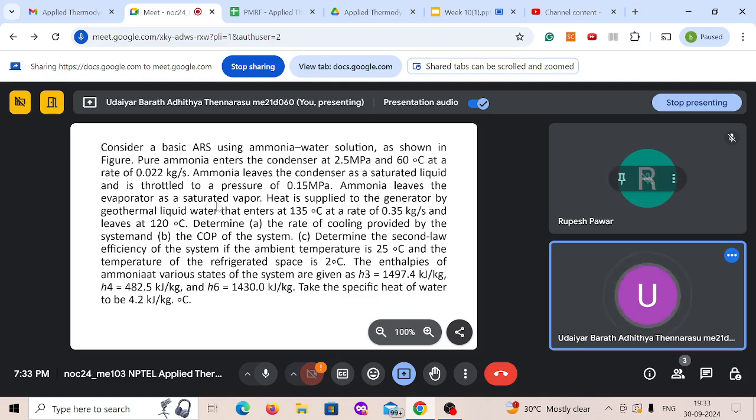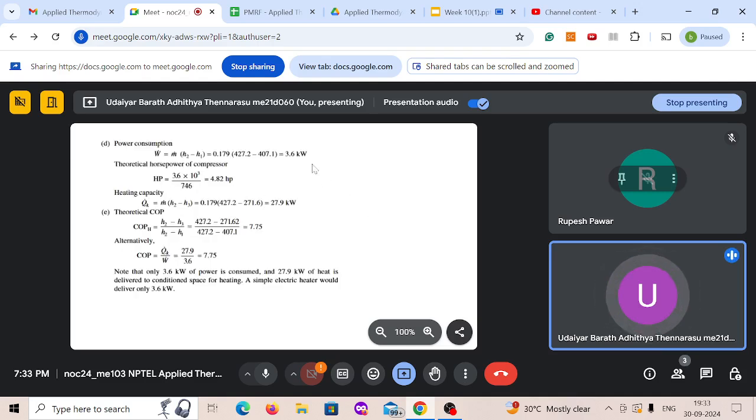This I think is the final problem. So consider a basic ammonia refrigeration. Any question in the previous problem?